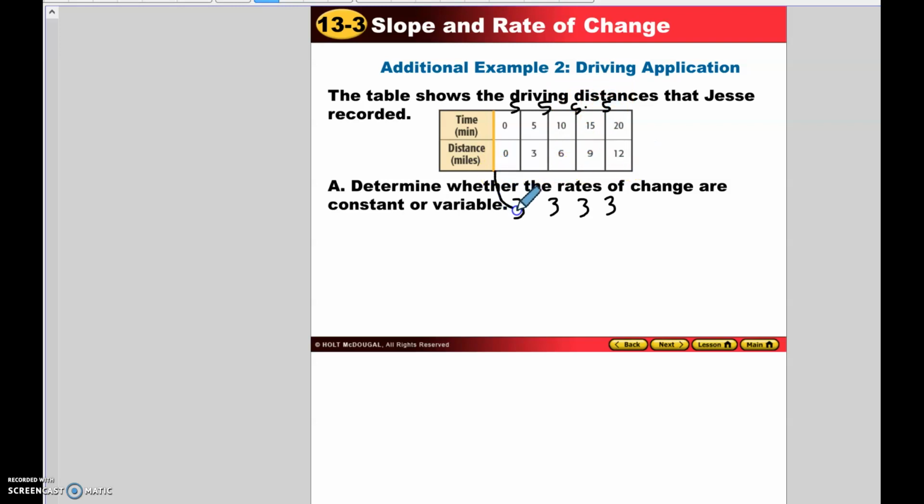Well, all of these are 5s and all of these are 3s, so all of these will be 3/5, 3/5, 3/5, 3/5, 3/5. I'm not going to divide these because these are not going to turn out to be a whole number like the other ones. I'm just going to keep it 3/5. And 3/5 is always 3/5. These all equal 3/5, so this is constant. If you divided it, you'd get 0.6, but we prefer to keep it as a fraction in algebra.